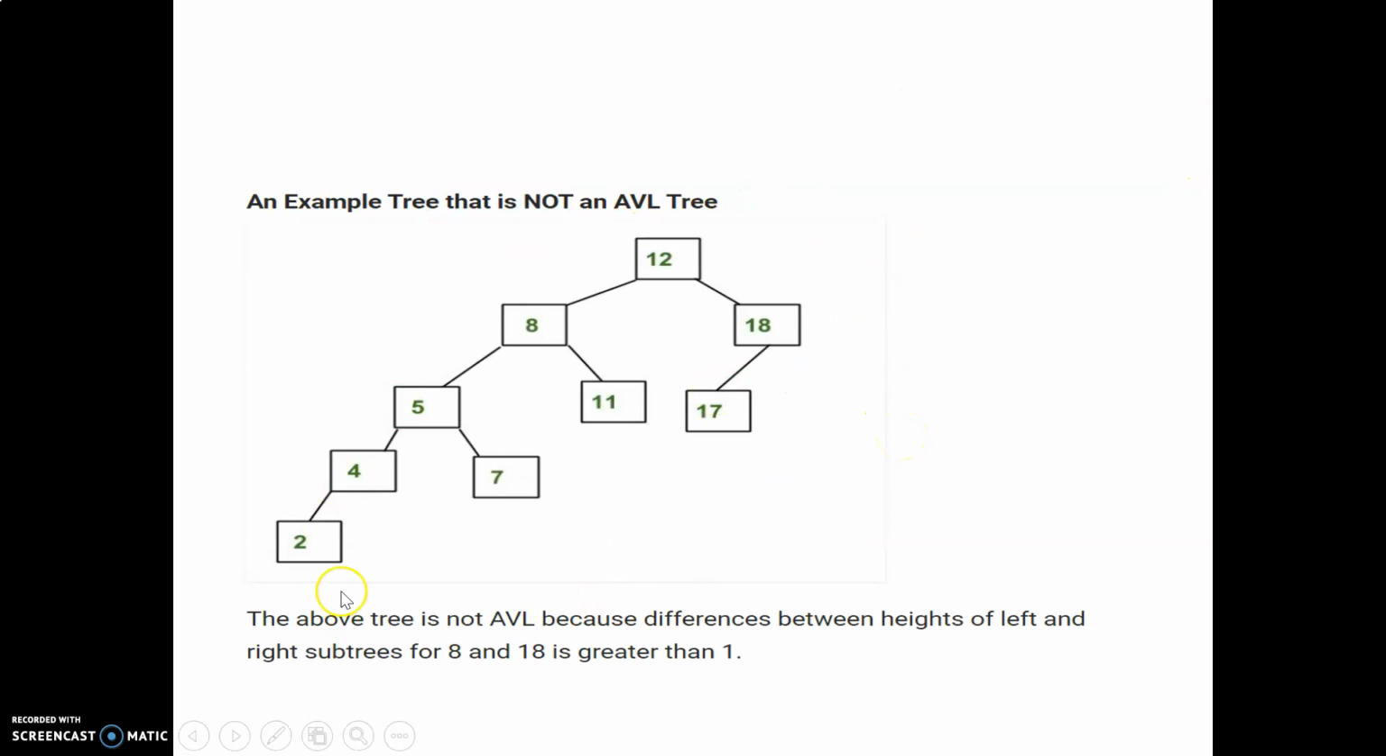Let us see, this is not an AVL tree. For example, let's see the balancing factor of 8. Left subtree has height 3, right subtree has height 1. So 3 minus 1 will be 2. An AVL tree will not have balancing factor 2. So this is not an AVL tree.